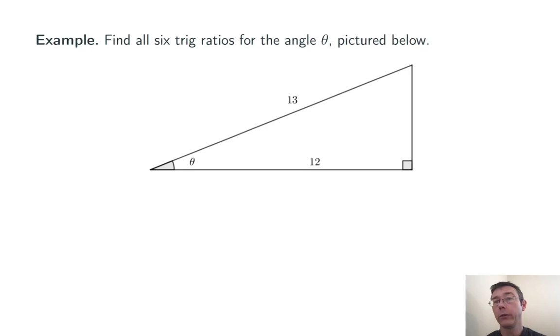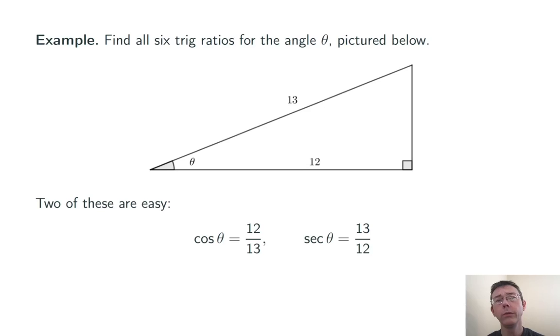Here's a triangle with 2 sides and 1 angle labeled. We want to find all 6 trig ratios for the angle theta that I've labeled. So 2 of these we can do immediately. We know the hypotenuse, we know the adjacent, so we can do the cosine, the adjacent over hypotenuse, 12/13, and we can do the secant, the reciprocal of that, hypotenuse over adjacent, 13/12.